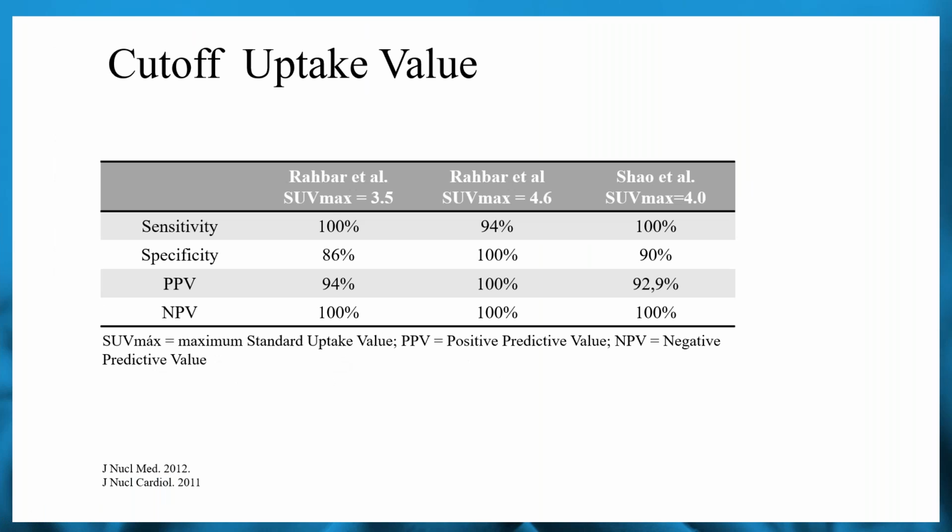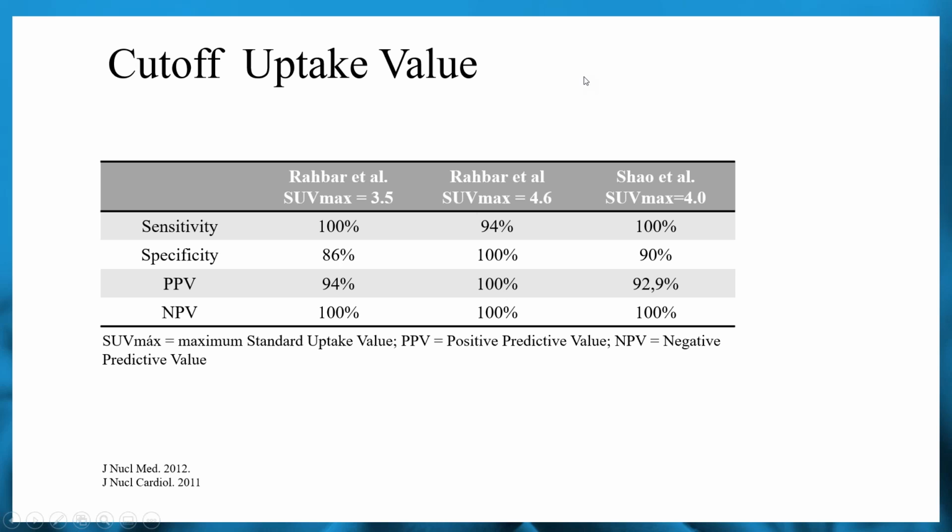So the RABAR study established first the cutoff at the mean SUVmax of 3.5. Using this cutoff, it reached 100% sensitivity with 86% specificity, a 94% positive predictive value, and 100% negative predictive value. When the uptake cutoff was raised to SUVmax of 4.6, the sensitivity decreased to 94%, and the specificity rose to 100% with 100% PPV and NPV.